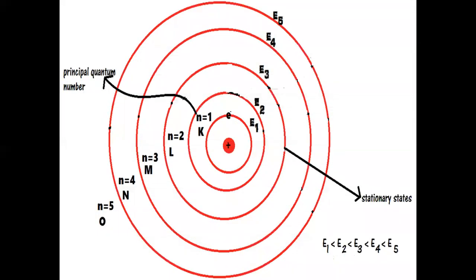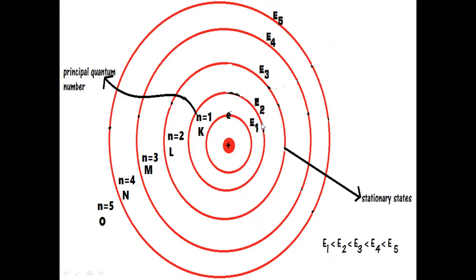Okay, something like this. If you can understand over here, whenever we talk about the principal quantum number, this is n equal to 1, n equal to 2, n equal to 3, n equal to 4, n equal to 5. It can just go on. K, L, M, N, O. You can clearly see that the energy is E1, E2, E3, E4, E5. It can just go on increasing. And this number is nothing but the principal quantum number.